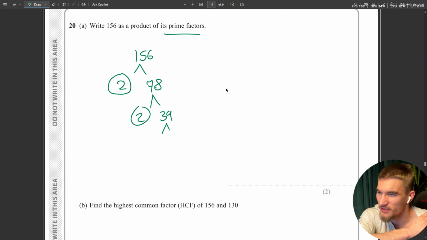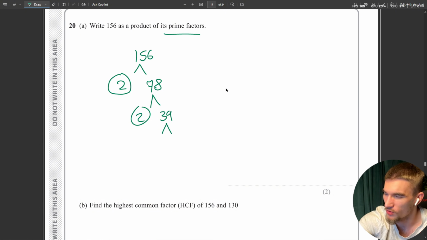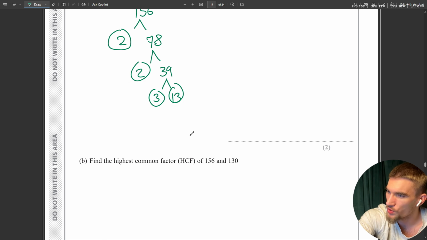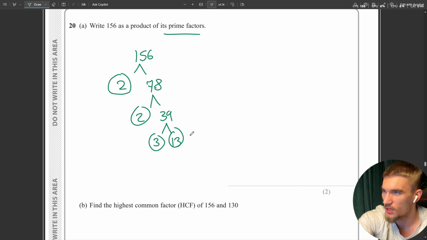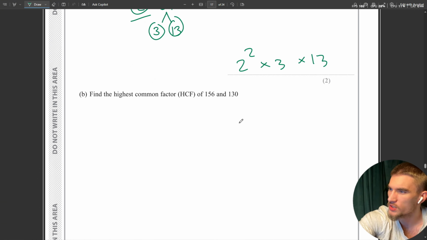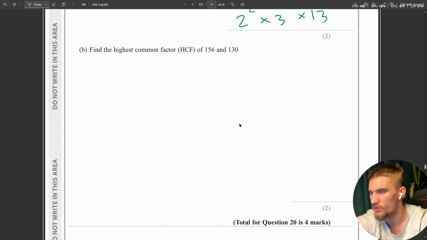So 78 divided by 2 leaves me with 39. And then 39, I can't halve that anymore. I'm pretty sure it's 3 times 13, and now 13 is another prime factor. There's nothing that I can divide 13 by. So 2, 2, 3, 13 are my prime factors, and the way you could write this is 2 to the power of 2 times by 3 times by 13. The reason why I did 2 to the power of 2 is because I actually have 2 of 2's, right?